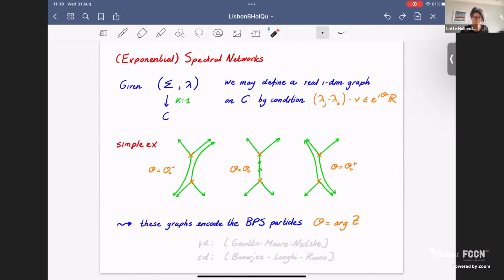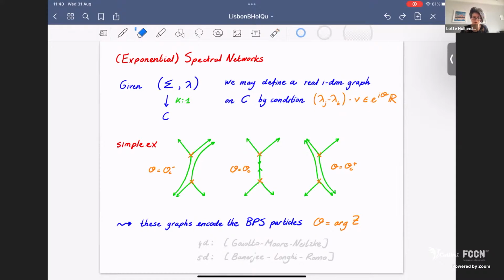Right, so what is a spectral network? Remember that these N=2 theories were basically characterized by this data. We had some ramified covering, this Seiberg-Witten curve, which is a ramified covering over the UV curve C. And another important ingredient is this one-form lambda. So the spectral network is defined exactly in terms of this data. It's a real one-dimensional graph on the UV curve C, and it's defined by a certain condition. So what does that mean?